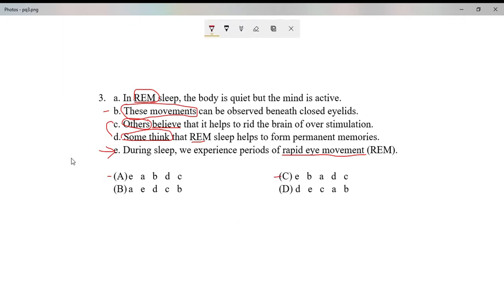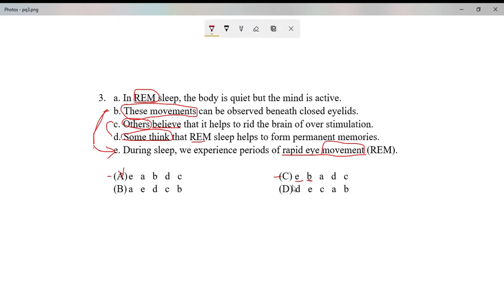The other thing is, remember when I said I would link this sentence, these movements, with another sentence? Which sentence mentions movements? Over here: during sleep, we experience periods of rapid eye movement. So these movements are linked to this sentence. So these two are linked together, E and B. So I know E has to come right before B, because when we refer to something, we don't want a sentence in between, in order to help our flow. So rapid eye movement, these movements, so EB. Just based on that, I eliminate A, and I have choice C.